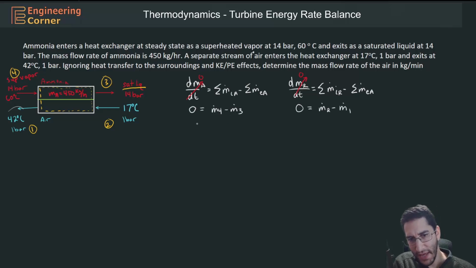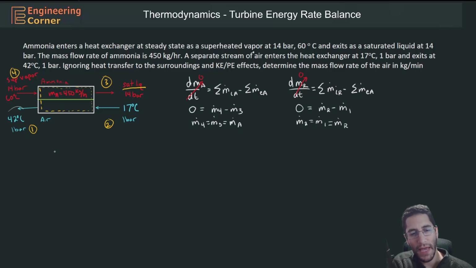We can see that for each of the streams for air and ammonia, m dot 4 is equal to m dot 3. And we were given this, so we'll just call this m dot A. And for the other one, m dot 2 is equal to m dot 1. And we'll call this a mass flow rate m dot r. And we're trying to find that.